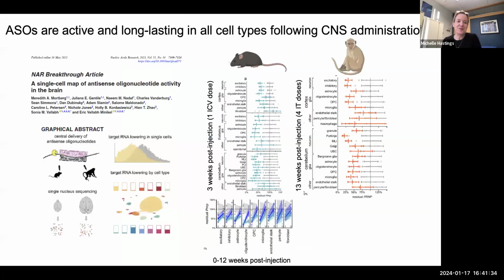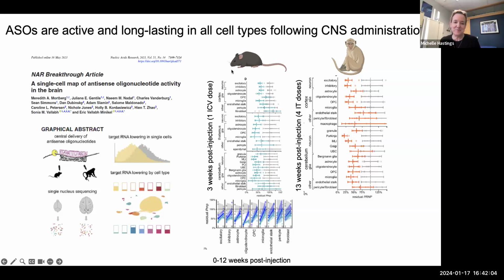Some other really great features about ASOs. This is one of my favorite papers of last year. It was really great. It looked at a single cell map of antisense oligonucleotide activity in the brain, after either an ICV injection into mice or an intrathecal injection into non-human primates. They did single cell nucleus sequencing and looked at where these gapmers, oligos that knock down gene expression, were active. They looked in the different cell types to see where the oligo was getting.